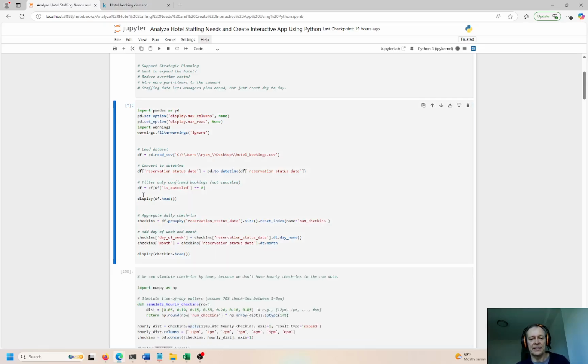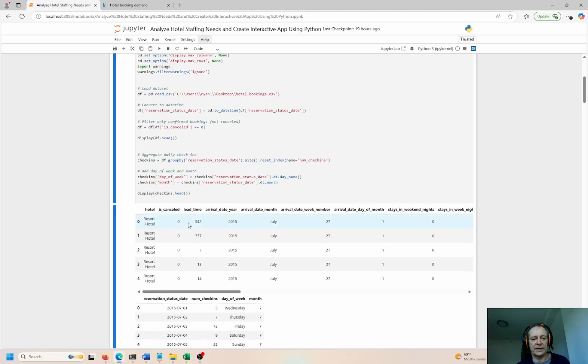So let me import the data. Right here, we'll take a look at this, and we'll see how things shake out. So here's the data. It's canceled 0, no, so that's true.